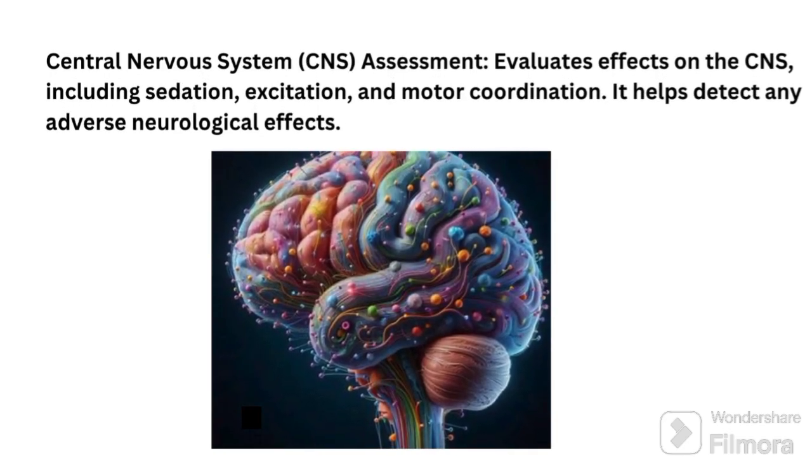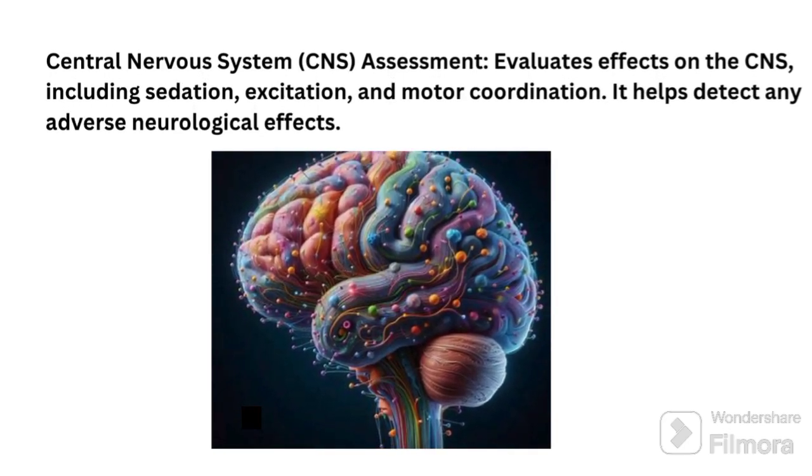The next is the effect of the drug molecule on the central nervous system, or the central nervous system assessment. It evaluates the effects on the CNS including sedation, excitation, and motor coordination. It helps to detect any adverse neurological effects. So what is the impact of the drug on the CNS, whether it is causing any sedation, whether it is causing any excitation, and how is the motor coordination, and it also helps to detect whether any adverse neurological effects are there. That we can find out in the effect of the drug on the central nervous system.